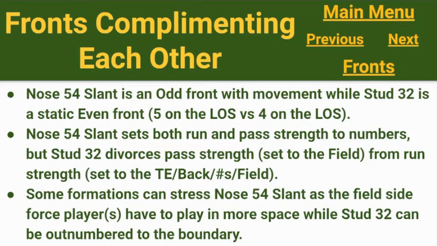Nose 54 slant has 5 guys on the line of scrimmage, whereas stud 32 has 4 guys on the line of scrimmage. Nose 54 slant sets both our run and pass strength to the numbers in the formation, but stud 32 divorces the pass strength, which is set to the field, from the run strength, which we're going to set to the tight end, and then the offset back, and then the numbers, and then the field. Some formations can stress nose 54 slant as the field side force players have to play in more space, while stud 32 can be outnumbered to the boundary.